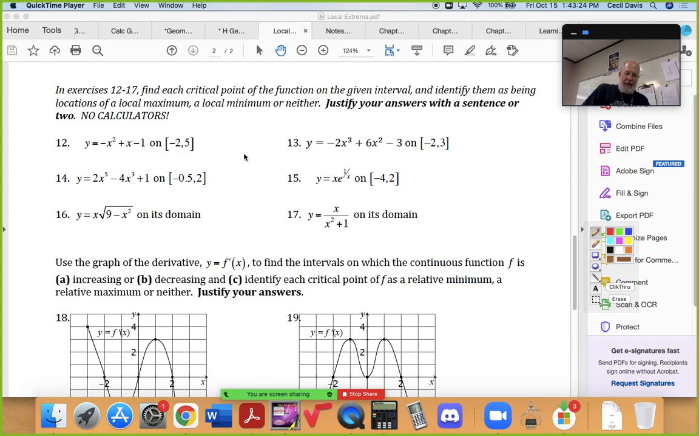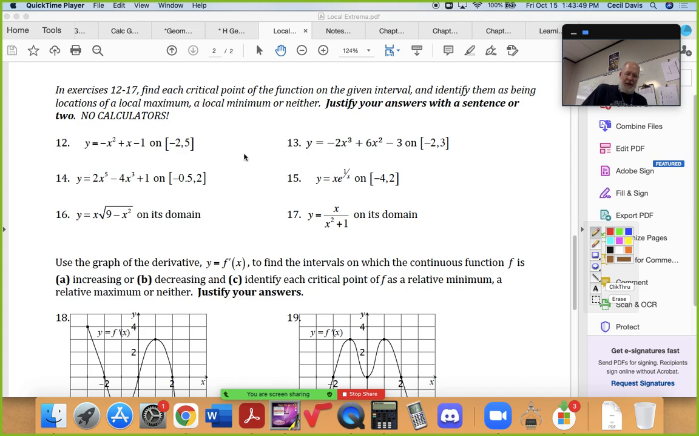For number 19, the function is increasing on the closed interval from negative 2 to 2. There's not a break at 0 there, because f prime is greater than 0 on the open interval from negative 2 to 0 and the open interval from 0 to 2.